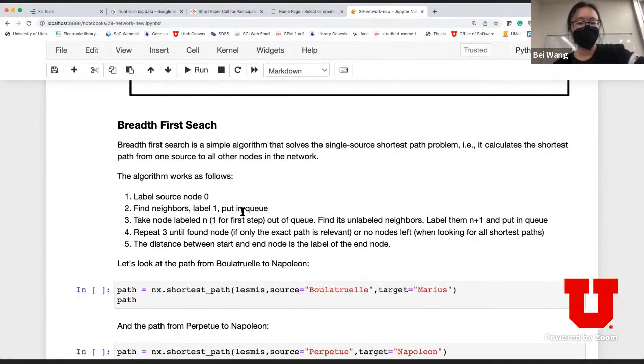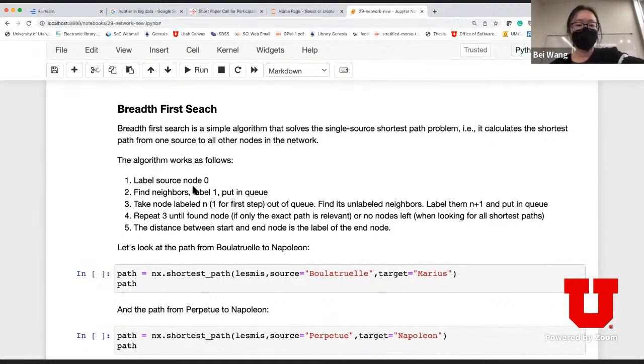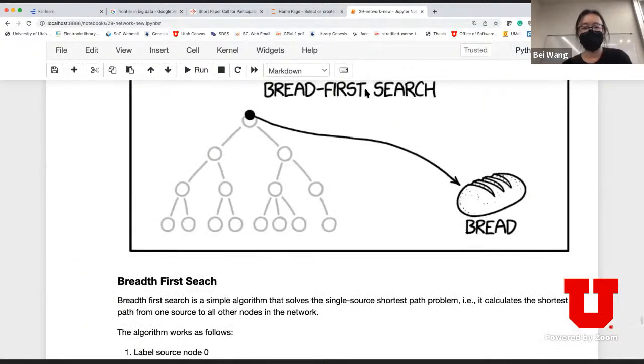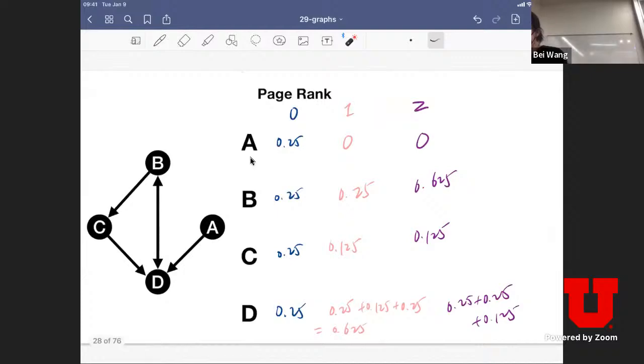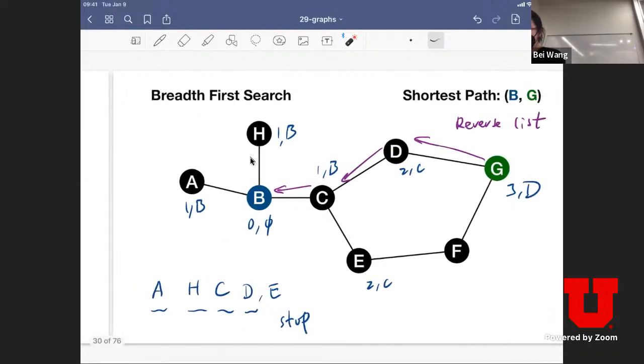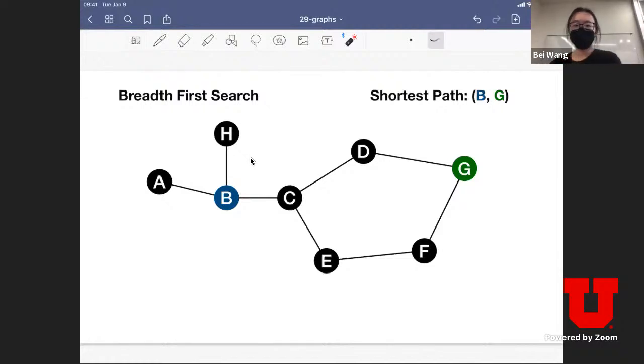Then there's a description of the algorithm, and I'm going to run it through my iPad to show how this algorithm is run. You start with some node, look at its label, and put it in the queue. Then you always take the ones in the queue, find their neighbors, and perform some operations. So let's do this example here, a simple example of breadth first search.